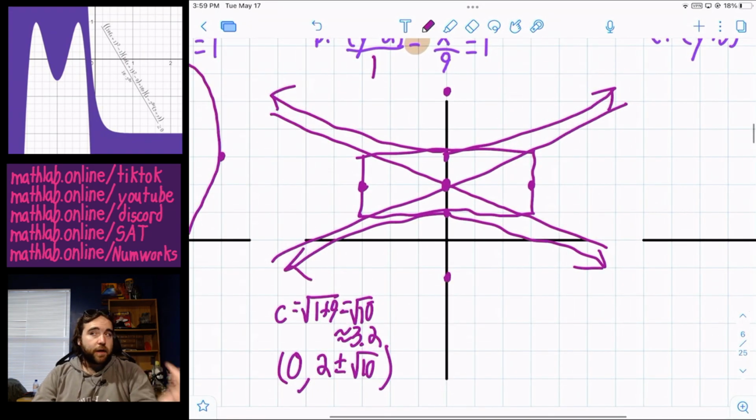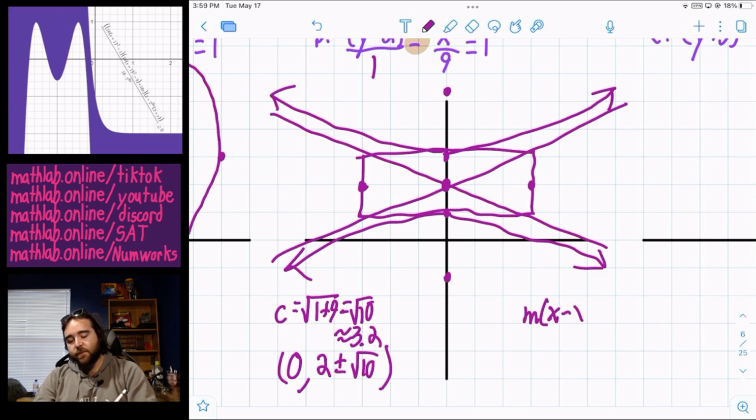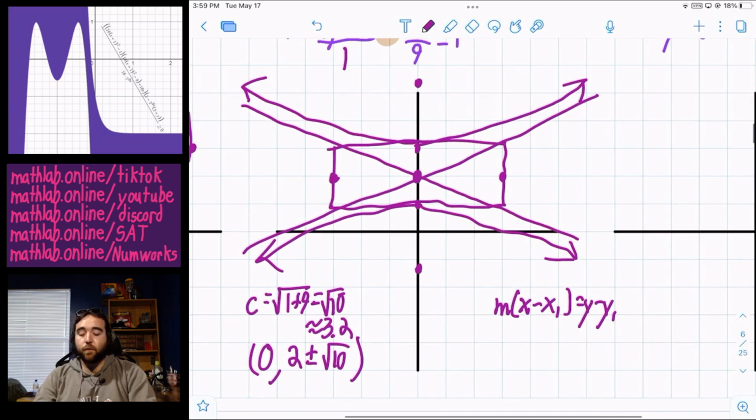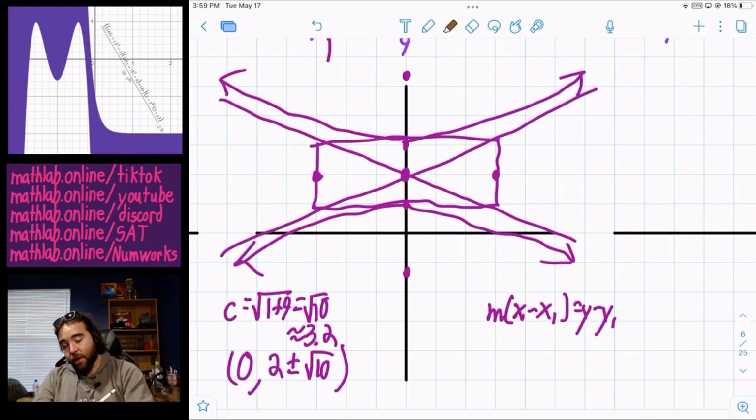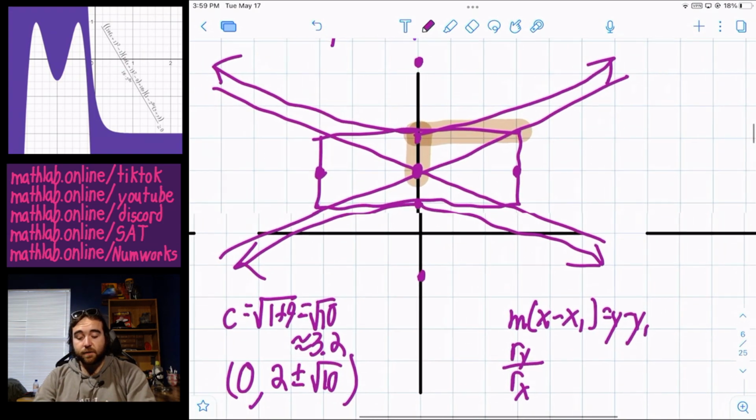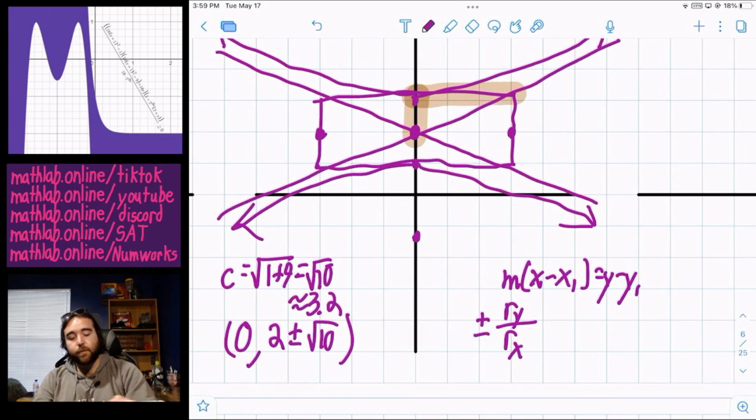And then for the honors, we got the asymptote equations. So remember how that goes. We use point slope form: m times x minus x1 equals y minus y1. And so what's the slope? Well, the slope is up 1 because we're going up ry, and over 3 in this case because we're going over rx. So we'll write the formula is ry over rx. Also look here how the slope can be positive or negative. So we actually say plus or minus ry over rx.